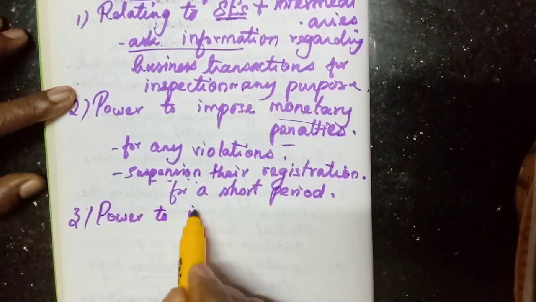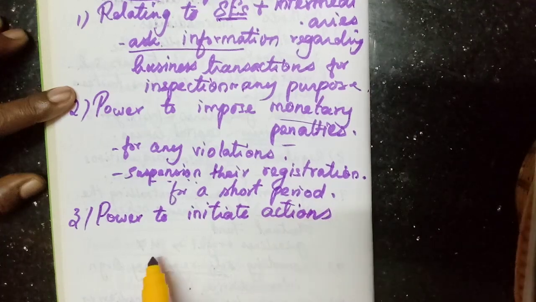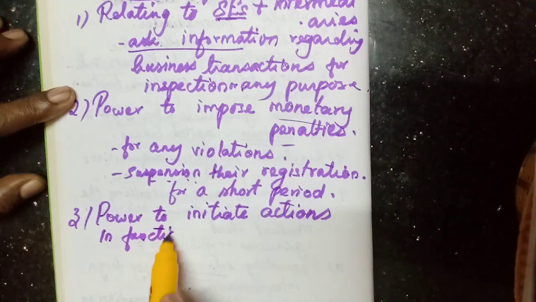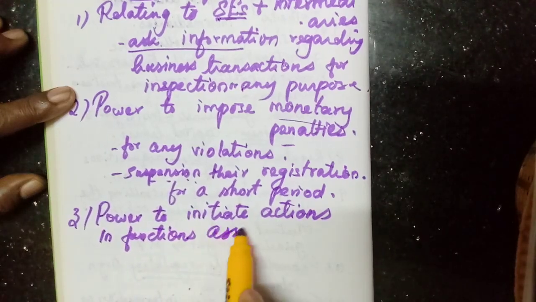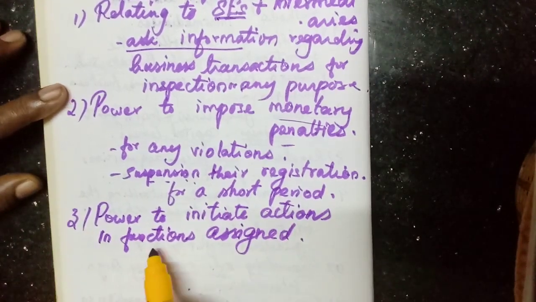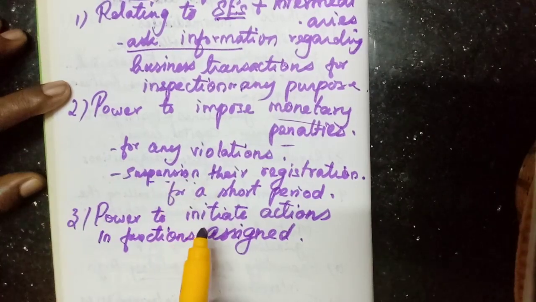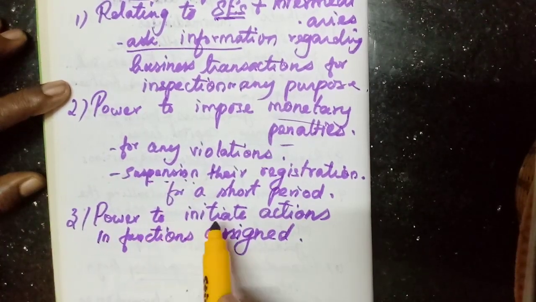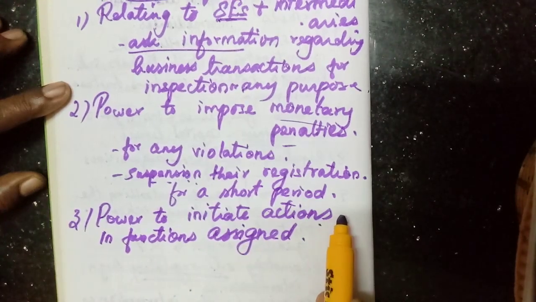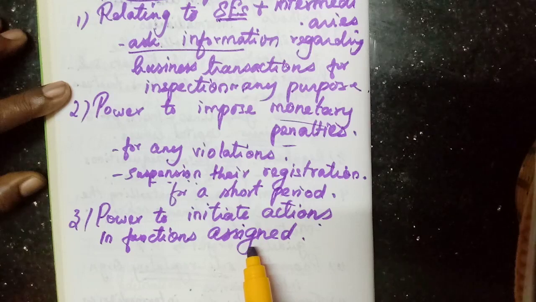Now the third power: to initiate actions in functions assigned. Power to initiate actions. It can take action, start the action in functions assigned. So the same thing you have to write. Okay, those points you should keep in mind. So now SEBI has the power to initiate actions against the stock exchanges in functions assigned. You can write.